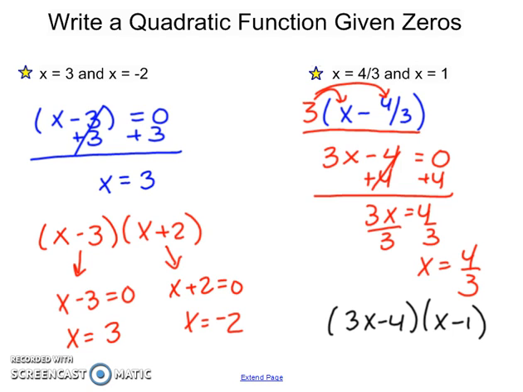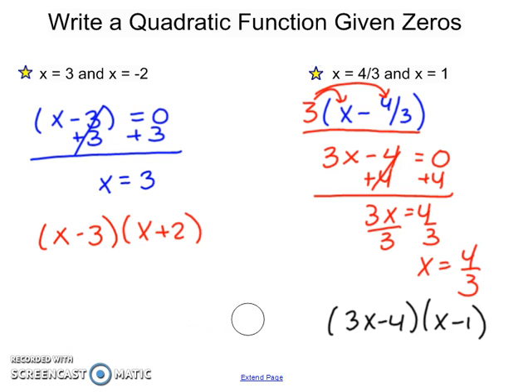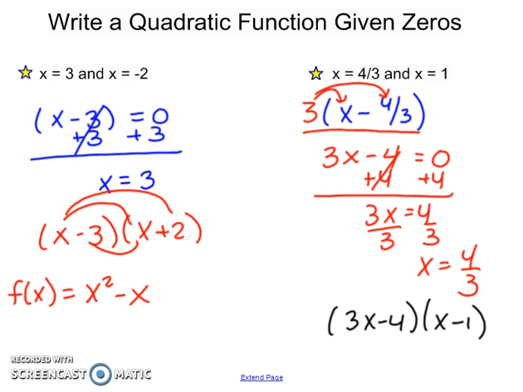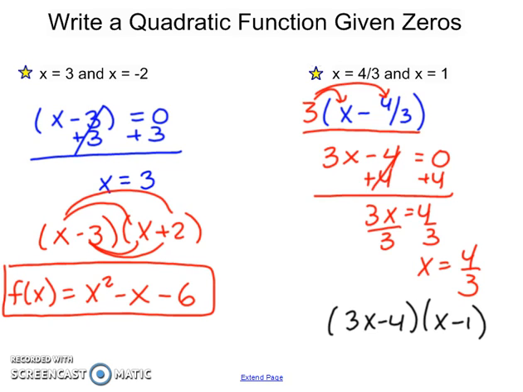Okay, so we want to write a quadratic function. So what we have right now is our two factors. I'm just going to get rid of this for the moment. So now all we need to do is FOIL it. So for the first example, I'm going to have f of x equals, and I'm going to FOIL. I have x squared plus 2x minus 3x, so minus x, minus 6. So here is the quadratic function that has those given zeros.